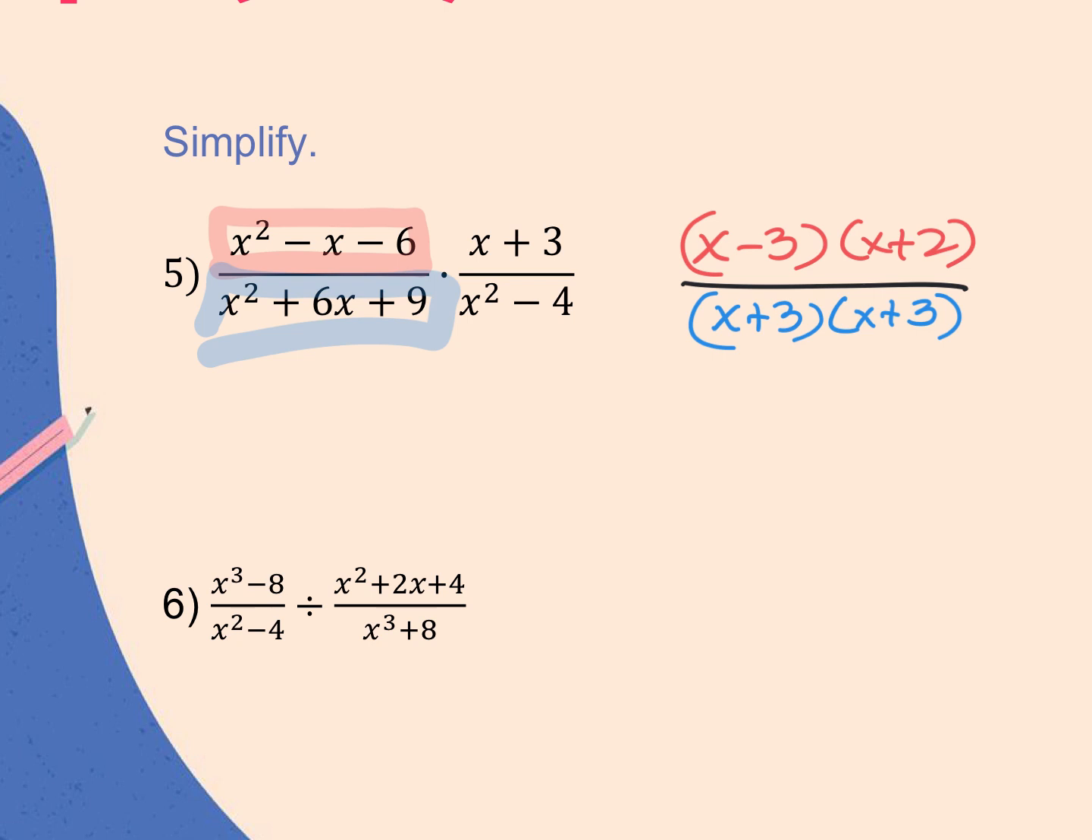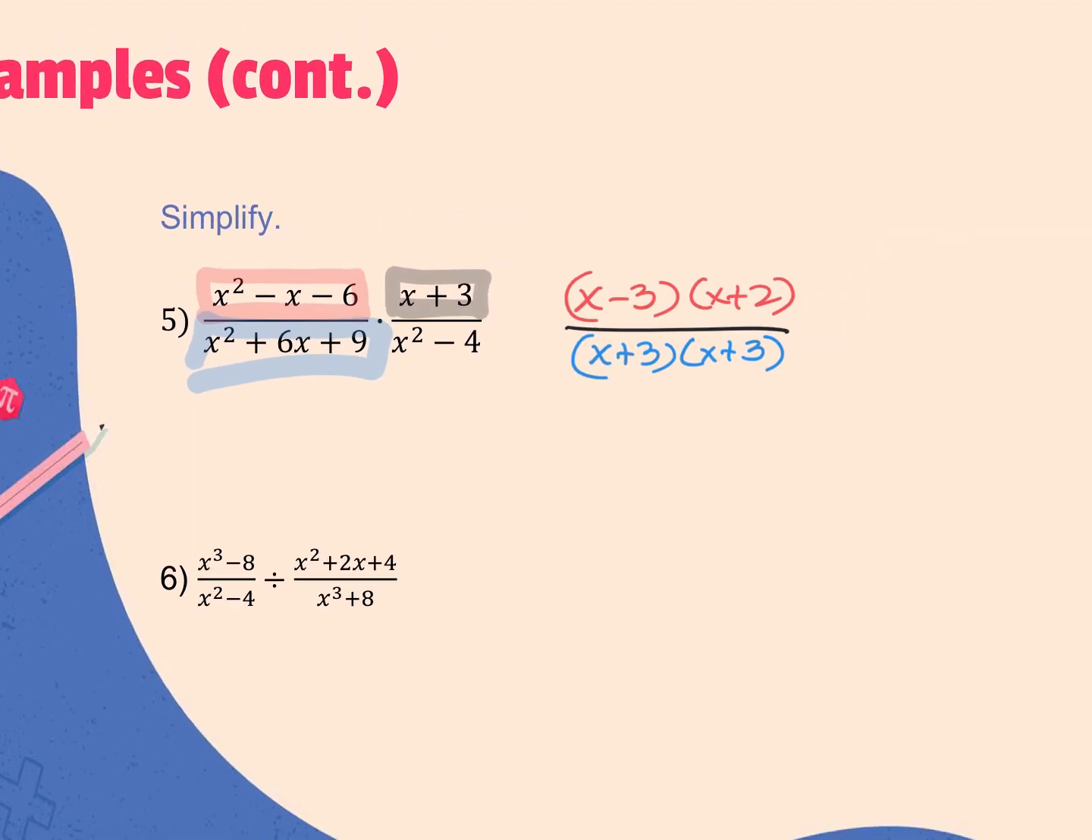The numerator of the second fraction, we do not need to factor. It's already factored. So let me just rewrite it. And then the denominator, the difference of 2 perfect squares. So I can factor that one. X minus 2 and x plus 2.